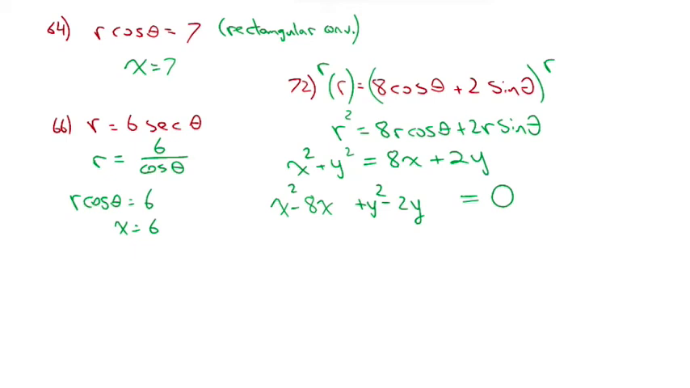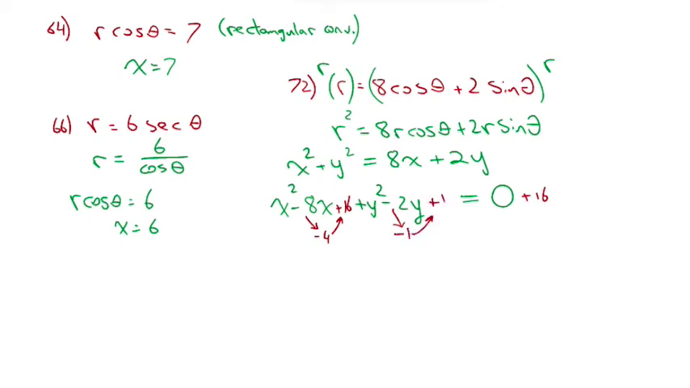It's a wonderful formula. You take half of that and square it. So half of negative 8 is negative 4, and squaring it, you're going to add 16. If you add 16 to the left, add it to the right. Half of negative 2 is negative 1. Square it, it becomes 1.